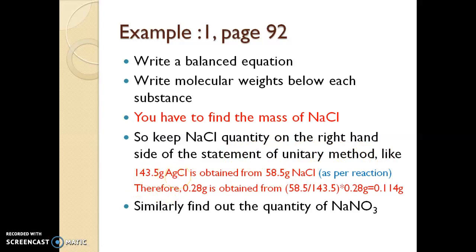Once you calculate the mass of the silver chloride in the equation, you will find that the molecular weight of silver chloride is coming as 143.5. So 143.5 gram of silver chloride is obtained from 58.5 gram of NaCl. So therefore 0.28 grams is obtained from how much NaCl? It will be coming as 0.114 gram. Similarly, you can find out the quantity of sodium nitrate.